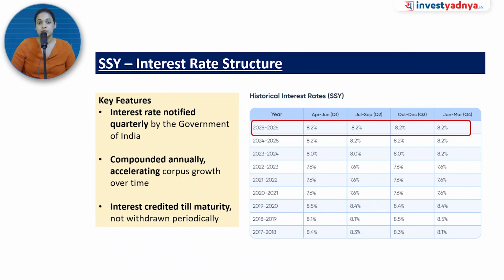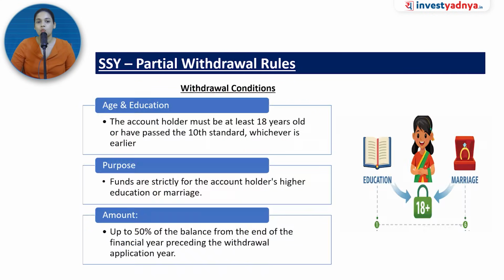What about the interest rate structure? It is around 8.2%. Interest rates are notified quarterly by the Government of India. It is compounded annually. It accelerates the corpus over the years. Unlike SCSS, where interest gets credited to your bank account, here it will be credited on maturity and is not withdrawn periodically. What about partial withdrawal rules?